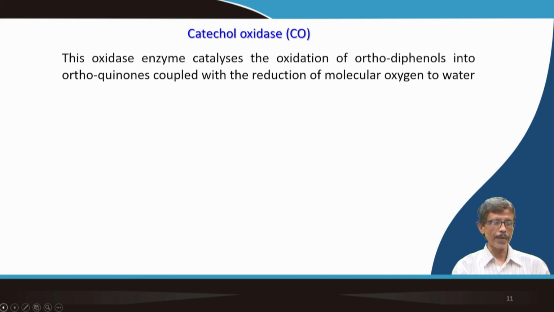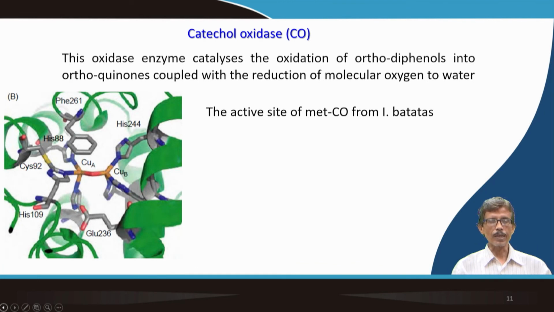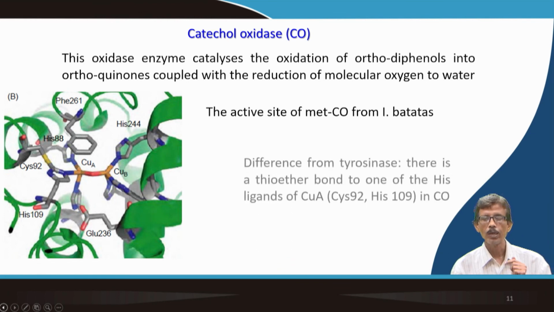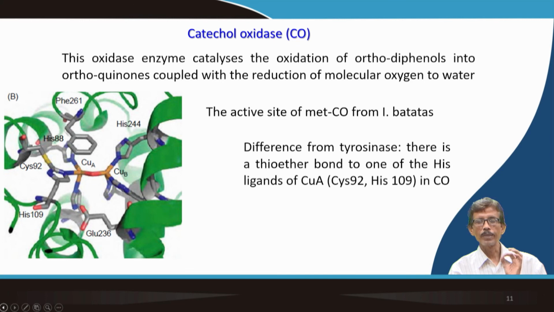So, quickly we see now, at the end, the catechol oxidase. These enzymes basically also catalyze what we have seen. So, there is a restriction in one case, and in another case you do not have the restriction. If you determine the structure, you will find the active site of the met form of catechol oxidase from the sweet potato, Ipomoea batatas. So, that basically gives us the copper A and the copper B site, and then another histidine nearby. So, you can have the corresponding bond. The difference from tyrosinase is that there is a thioether bond. So, as we have been discussing, if you have the thioether bond, your catalytic function will change.